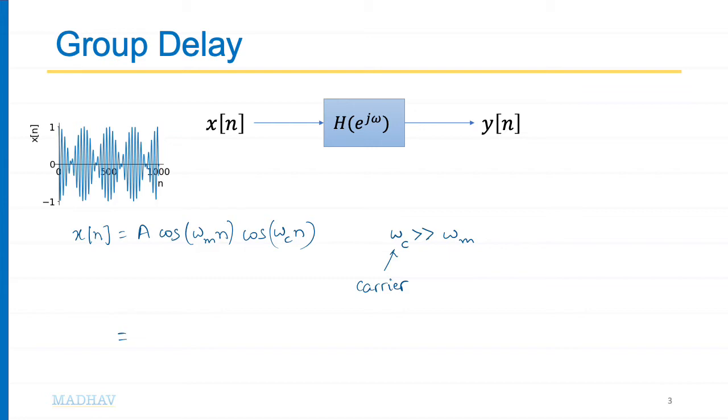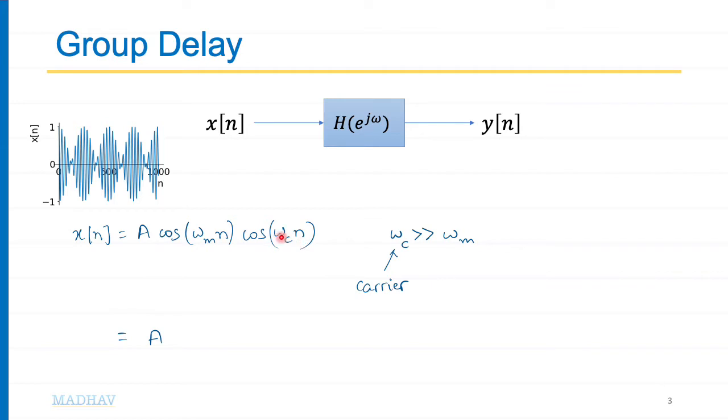Omega c is very large, as you can see in the graph here, this very rapidly changing signal is my omega c, and this very slowly changing signal is my omega m, and these two are getting multiplied. So now I want to see how the LTI system will modify this signal. So what is my y[n]?